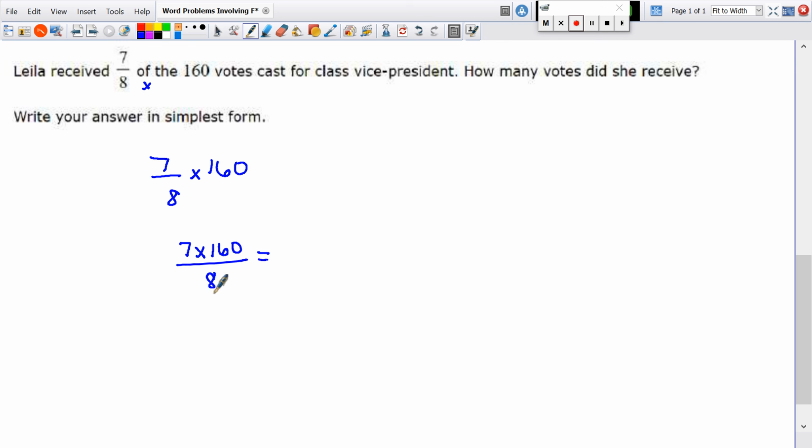Well, 160 divided by 8, I know that 16 divided by 8 is 2. So that means I can divide both of these by 8. So like I said before, 16 divided by 8 is 2, but you have that trailing 0, so just write it down. And in the denominator, 8 divided by 8 is 1. So now in the numerator, 7 times 20 is 140 over 1, but that means 140 divided by 1, so you have 140 votes that she received.